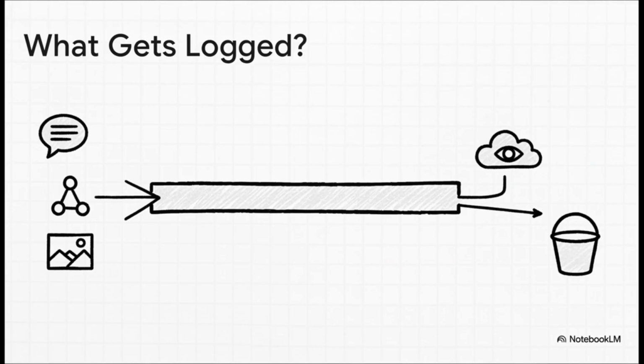You can log the actual text prompts and responses, of course, but you can also log image data if you're using a multimodal model, and even the embeddings. Those are the numerical vectors the model works with. It's the whole picture. And you can choose where this fire hose of data goes, either straight into CloudWatch Logs for quick analysis or into an S3 bucket for cheap long-term storage.